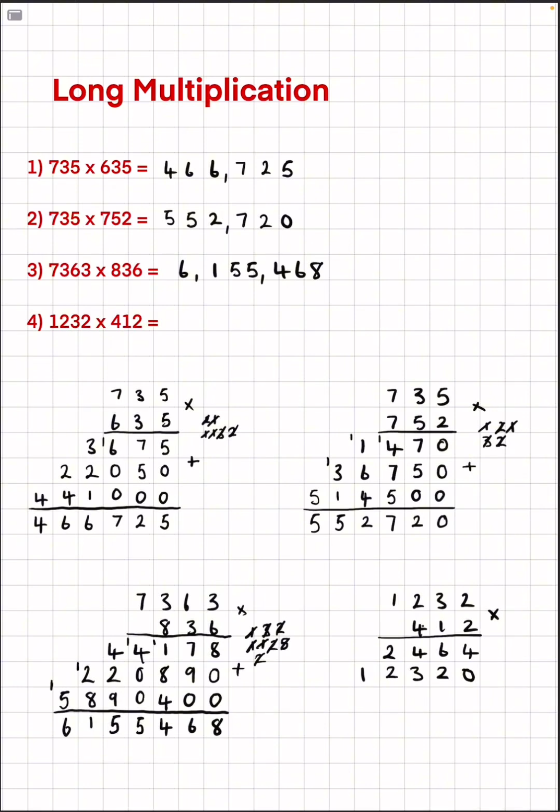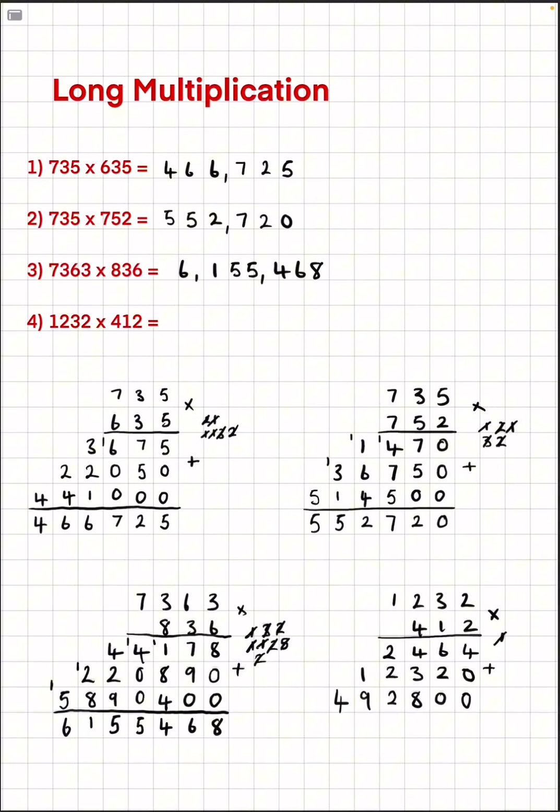Instead of doing 400 multiplied by 2, we're going to put 2 zeros here and do 4 times 2, which is 8. 4 times 3, which is 12. We're going to put the 2 down, carry the 1. 4 times 2 is 8. Add 1 is 9. 4 multiplied by 1 is 4.